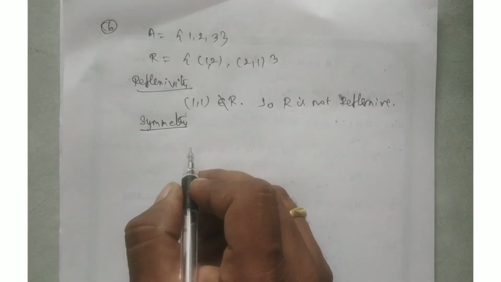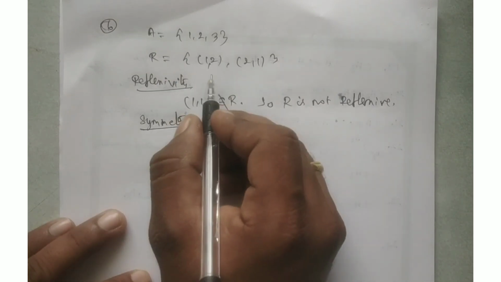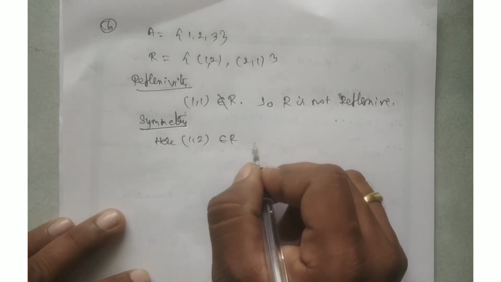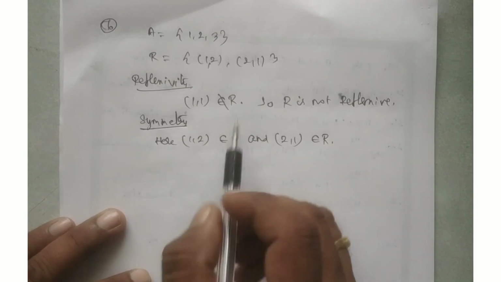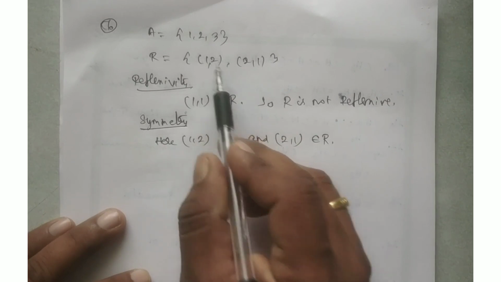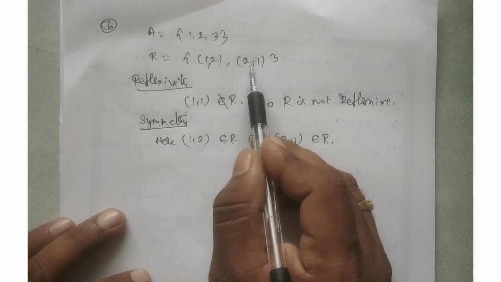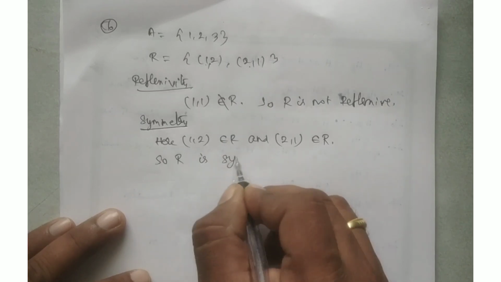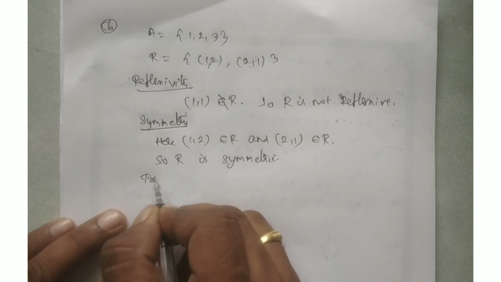Symmetry means what? (a, b) belongs to R means (b, a) also belongs to R. Clearly I can say (1, 2) belongs to R and (2, 1) also belongs to R. Except these two elements, no elements are here. So this (1, 2) is symmetric. Similarly, (2, 1) belongs to R, (1, 2) also belongs to R. This element is symmetric. So the whole relation is symmetric. So R is symmetric.